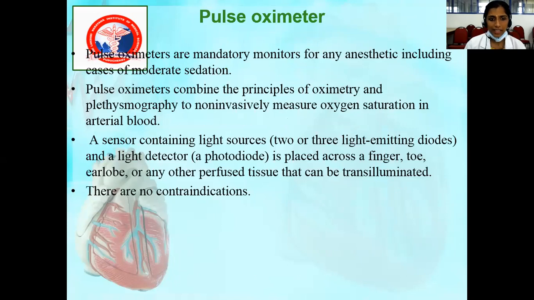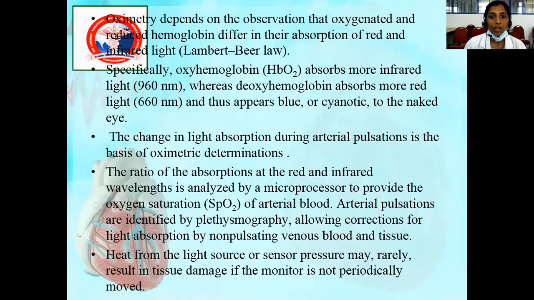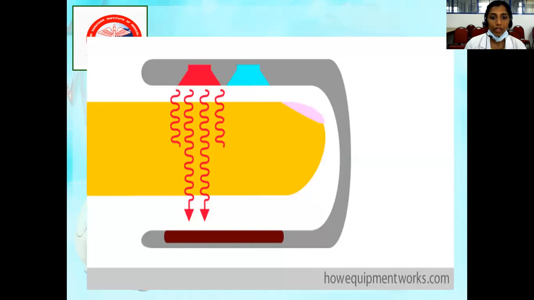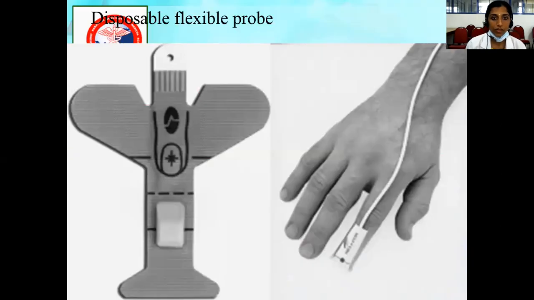Basically there will be a sensor which will contain a light source and a light detector, and it will be placed usually across a finger or a toe or sometimes earlobe or any other perfused tissue that can be easily trans-illuminated. Okay, so this is how it works. So this will be the light emitting diode, and this will be the sensor, and it will detect the flow of blood, and it is based on Beer-Lambert law principle.